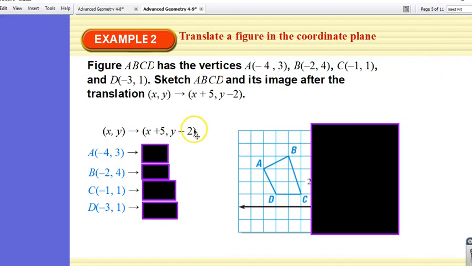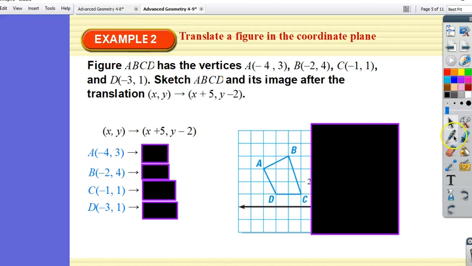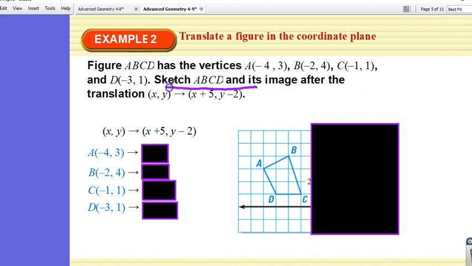Alright, so figure ABCD has the vertices A at -4, 3, B at -2, 4, C at -1, 1, and D at -3, 1. We want to sketch ABCD, so here's ABCD. And then we want to sketch this image after a translation. Here is a rule. This is a translation rule, right? So what's going on here? With your X, the positive direction is to the right, the negative direction is to the left. So this is right 5. And then for your Y, it's up and down. If it's plus, it's up. If it's minus, it's down. So this is down 2. So right 5, down 2.